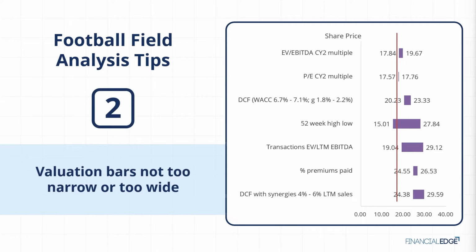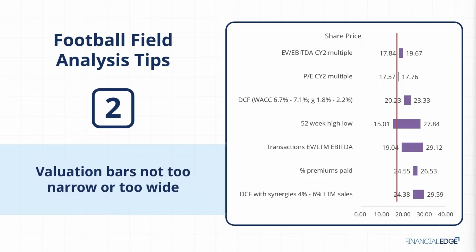Secondly, we want the valuation bars to be not too narrow and not too wide. Imagine having your car valued and the dealer said it was worth between $17,000 and $19,000. You might think that's a reasonable valuation range. Whereas if the dealer said it was worth between $17,000 and $17,002, that would seem a little too precise. And a valuation between $10,000 and $60,000 would be so wide as to not be helpful.